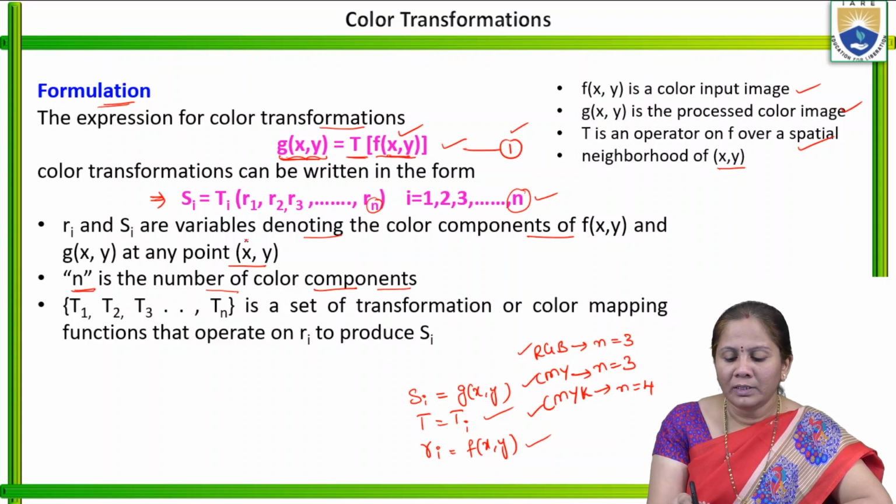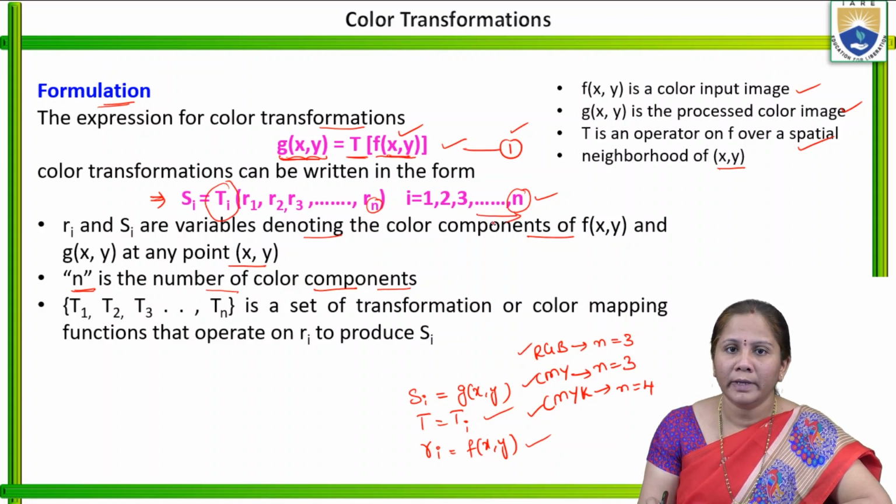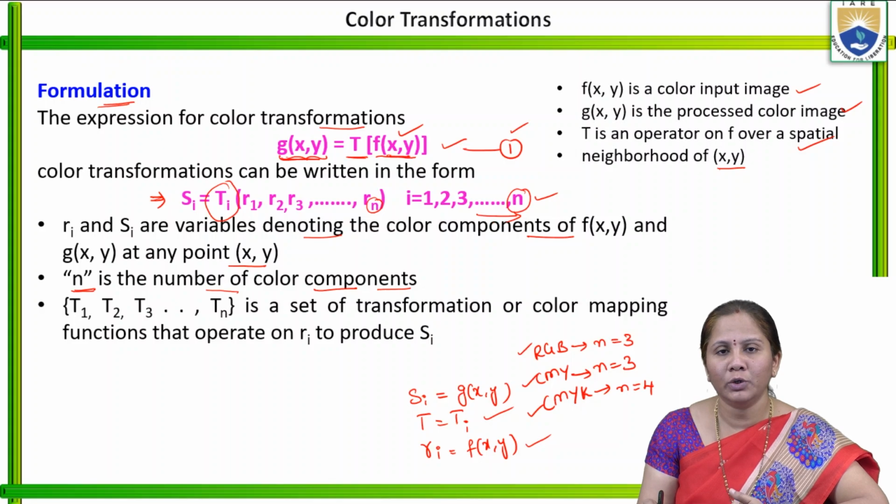And so after this n, we also have here Ti, where i is ranging from 1 to n. So we will take T1, T2, T3 so on up to Tn. So what the T1, T2, T3 up to Tn says, those are the number of transformations that we are going to apply on the input color image.